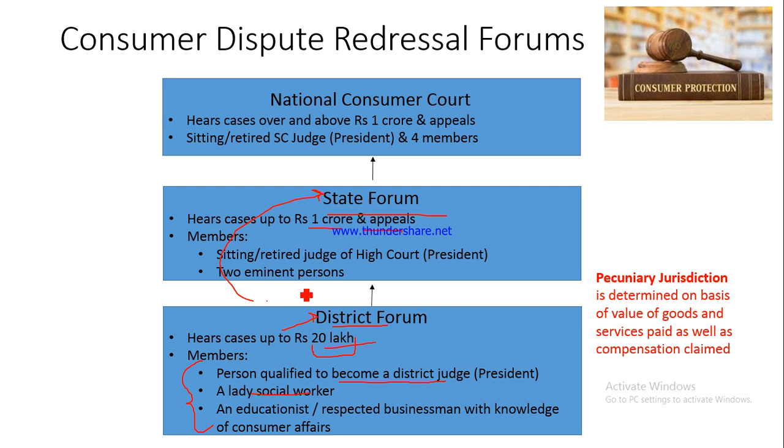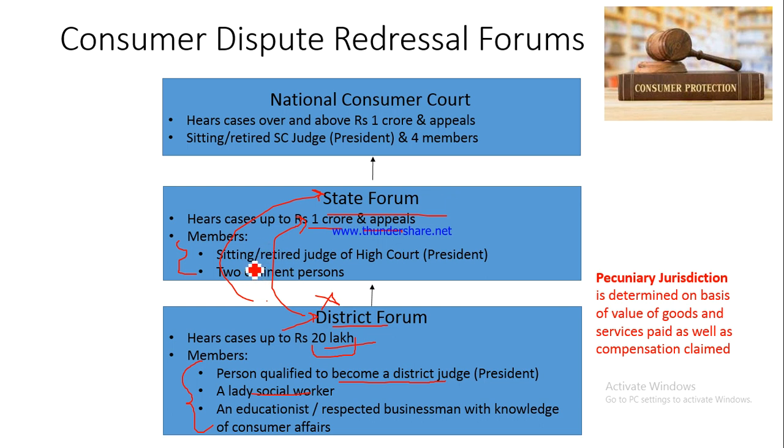But in case the product with which the customer is not satisfied costs, let's say, 60 lakh, then he does not need to go to the district forum, he will straight away approach the state forum. He would not be going to the district forum in this case, because the amount involved is more than 20 lakhs, right? So this is how the district, the state and the national consumer courts actually function. Again, who are the members? The members are a sitting or a retired judge. Sitting judge means the person who is still a judge of the High Court, or a retired judge who has retired as a judge of the High Court.